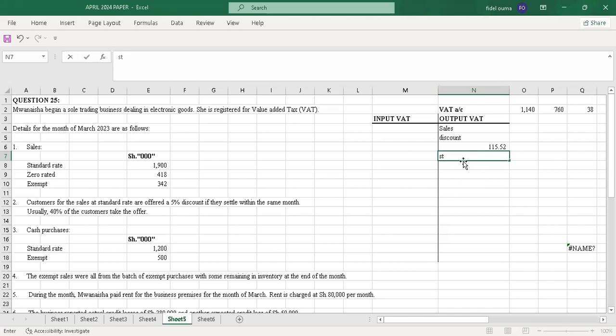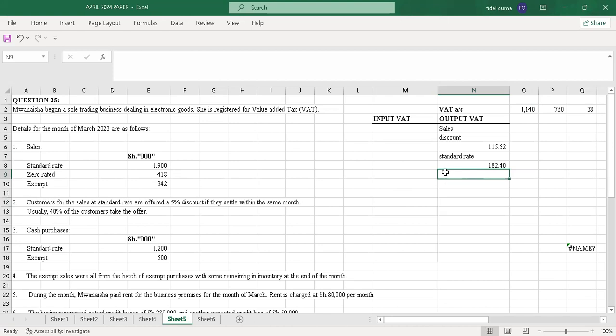I just say standard rate now. Yeah, this is what I will do. Just put the values down here. Standard rate now will be this times 16%. So with that, I'm done with additional information number 2.